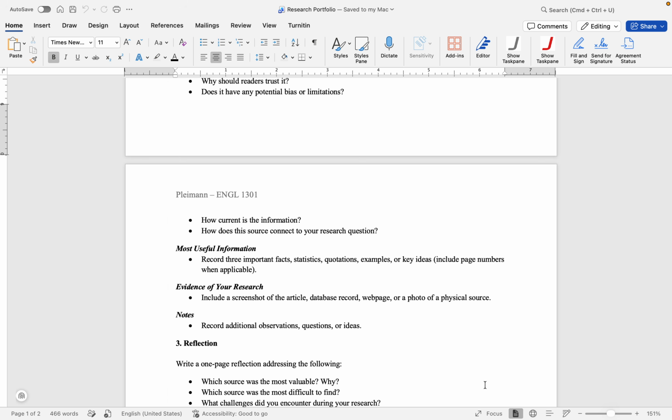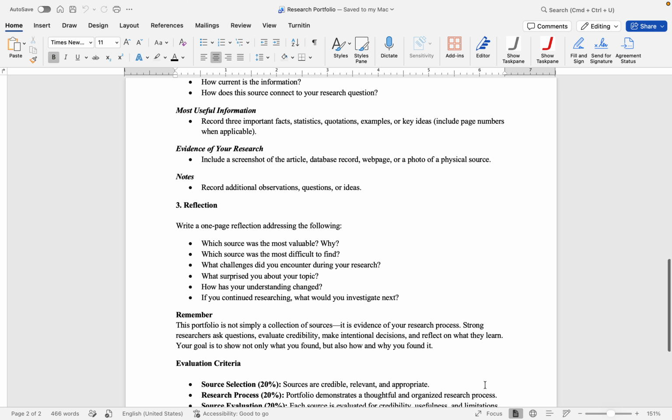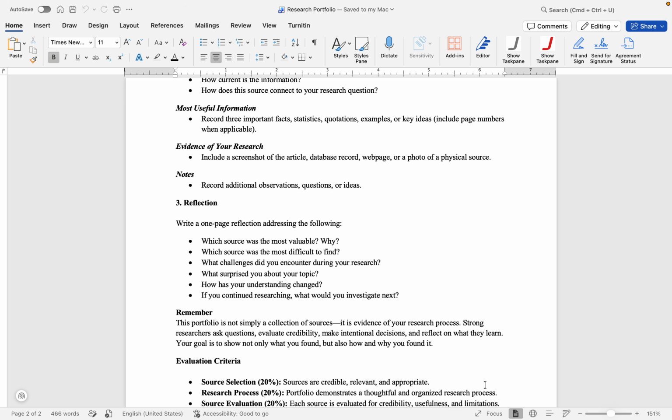And then the next little section is your notes. Anything else you want to tell me about the source. So you're going to do that for each of your sources. The instructions for the definition essay and the research essay both tell you how many sources you need for that assignment. And then the last thing in your portfolio is going to be your reflection.